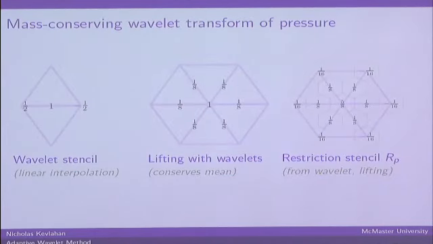And here's just an example of the types of stencils. This is just a linear wavelet stencil. You take a linear interpolation and the difference, then you lift to conserve the mean, and then the complete restriction stencil looks something like that. So the stencils are a little bit big, but they're certainly finite.